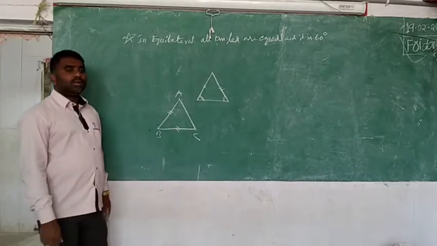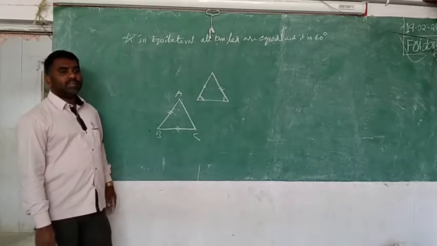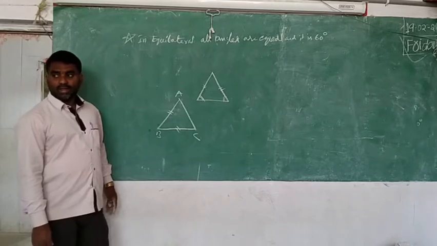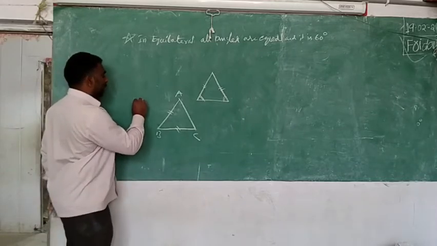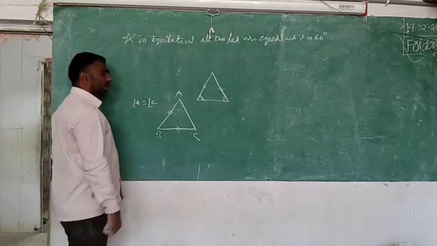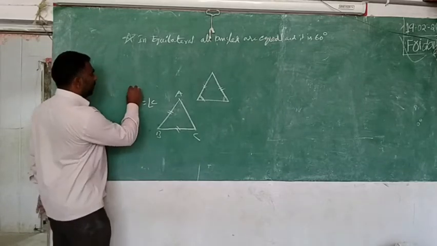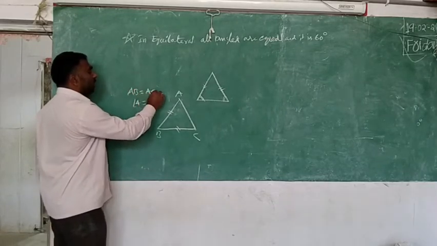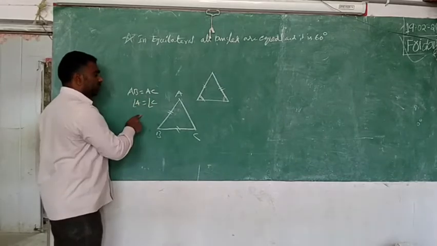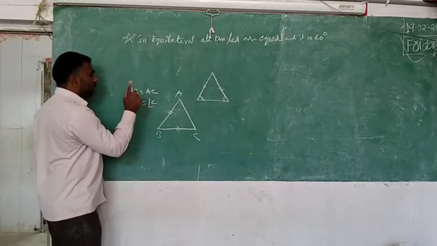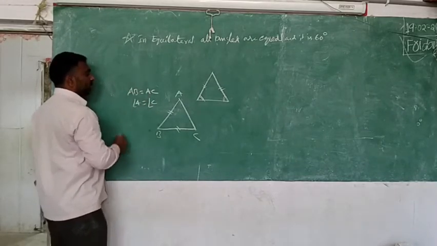AB is equal to BC. Then which angles are equal? AC are equal. A and C. Angle A will be equal to angle C because AB is equal to AC. That's why angle A is equal to angle C.